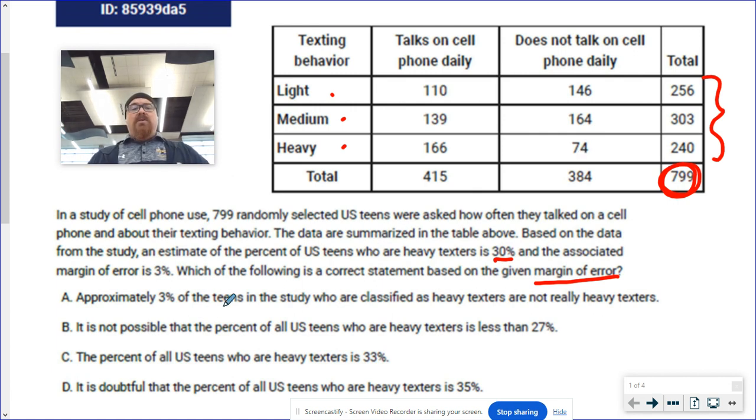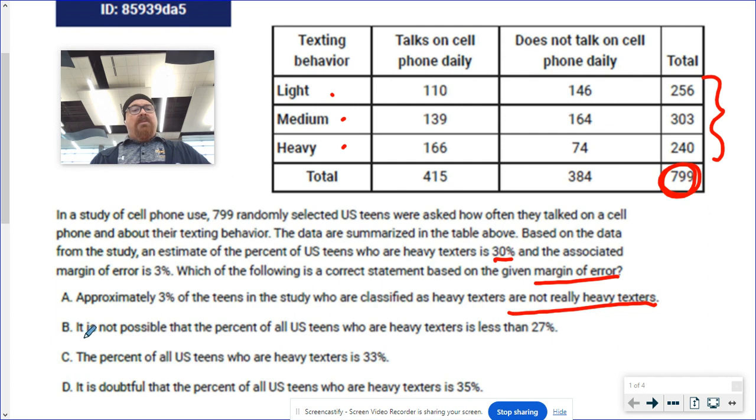So when you read through the options here, option A says approximately 3% of the teens in the study who are classified as heavy texters are not really heavy texters. Okay. So we see the way that this is phrased, the way that are not really heavy texters. We're going to come back to this one in a second. But again, the general language that's used here is not something that we typically see.